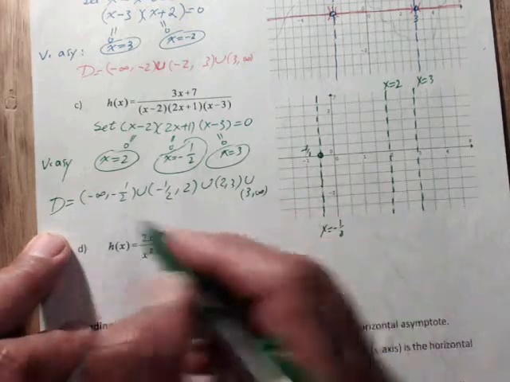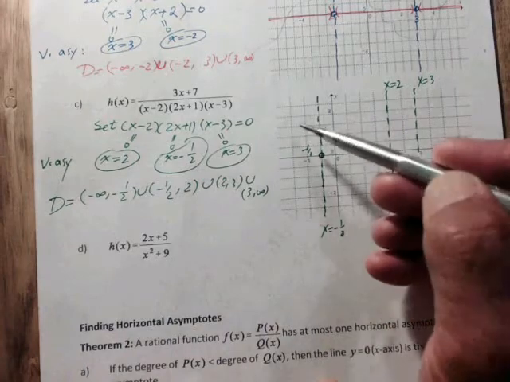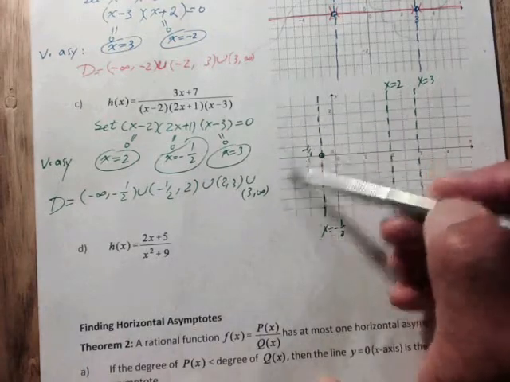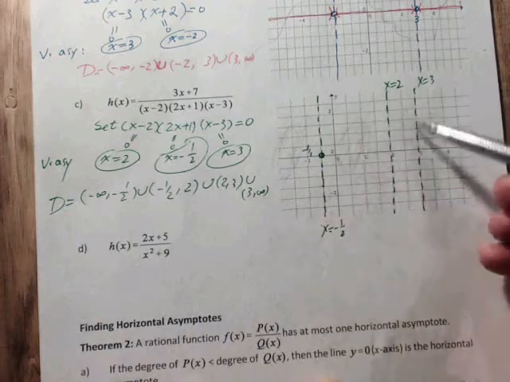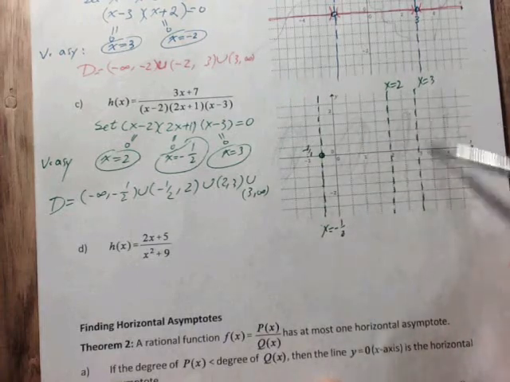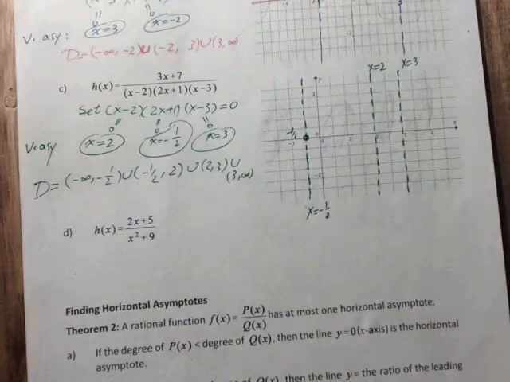Okay, that's the domain. And then, as I said before, if you go and graph this, you expect to have one piece of graph in this region, one piece in this region, one piece in this region, one right here. Okay, you get 4 pieces for this function.